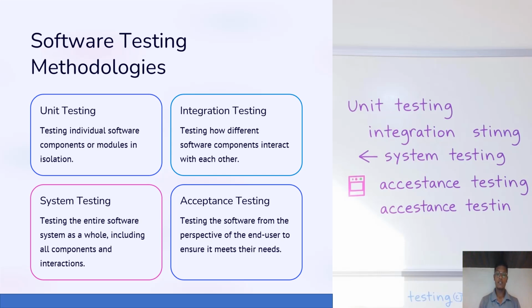Next one is acceptance testing: testing the software from the perspective of the end user to ensure it meets their needs. Means we are going to see whether it meets your end users' needs or not. This is called acceptance testing. These are some testing methodologies in software quality.